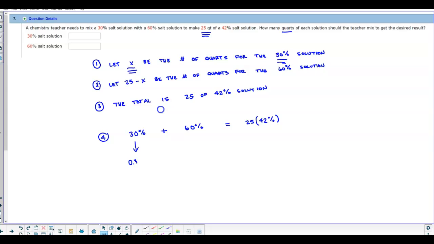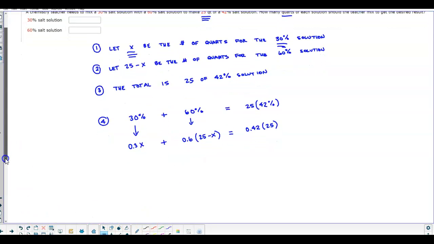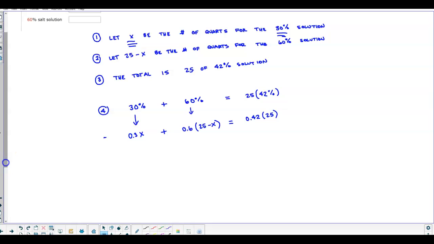This is going to be 0.3 times x, because it's 30% of the x amount of quarts for the 30% solution. Plus, we have 0.6, meaning 60% of the 25 minus x solution. And then that's going to equal 42%, which is 0.42 times 25. And now this is our equation that we want to work with to solve for x.